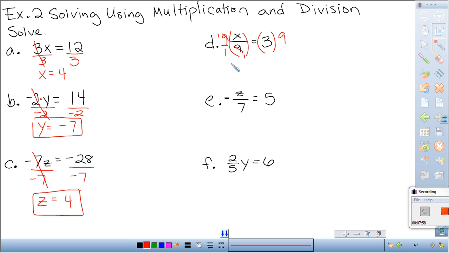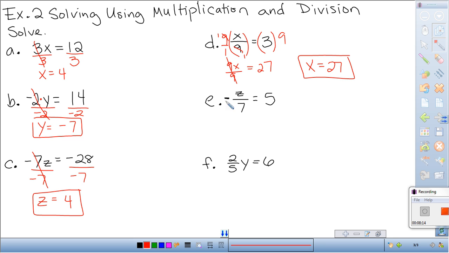Otherwise, 9 times x is 9x, divided by 1 times 9 is 9, and you still get that 9 divided by 9, which is 1, and so it just leaves you with x. 3 times 9 is 27. Therefore, your answer is x equals 27. And you can see that if you plugged in 27 for x, 27 divided by 9 would give you 3.